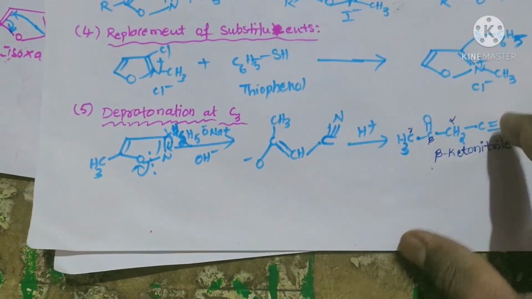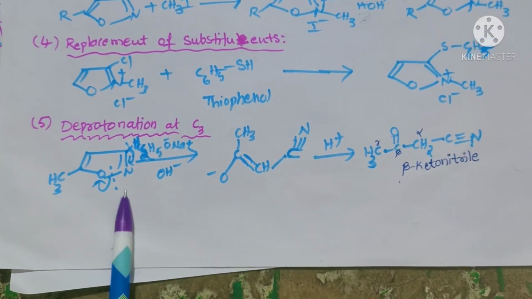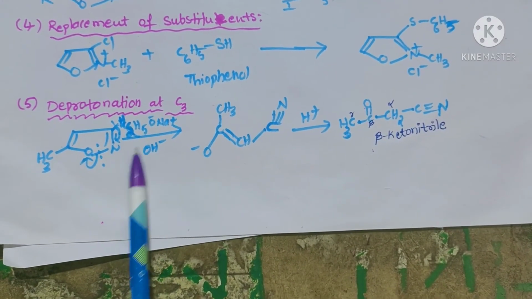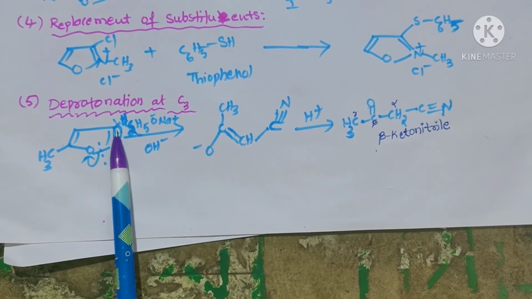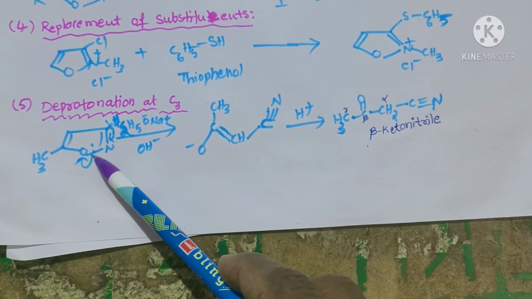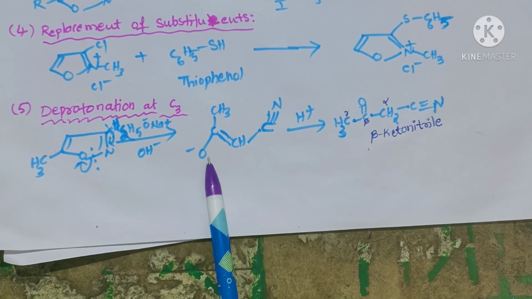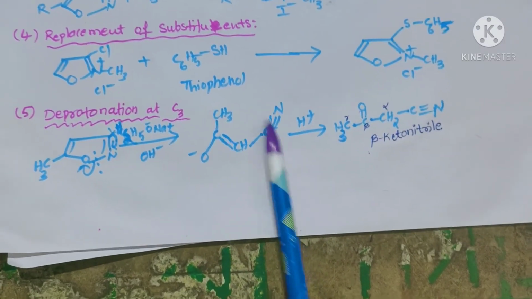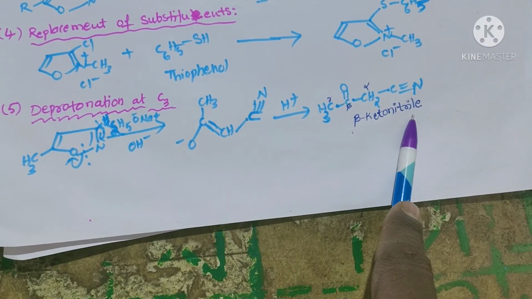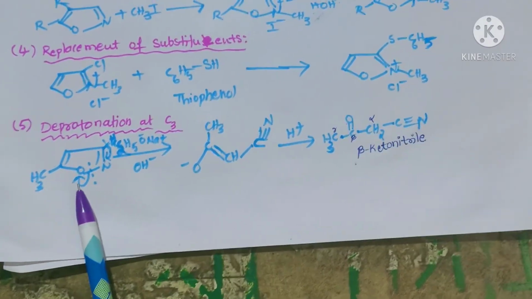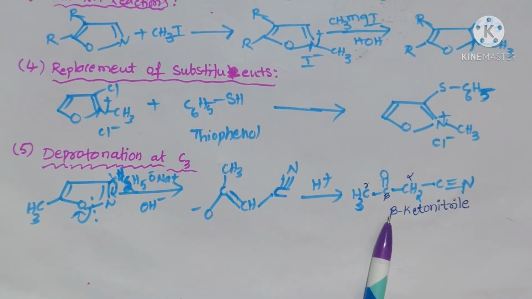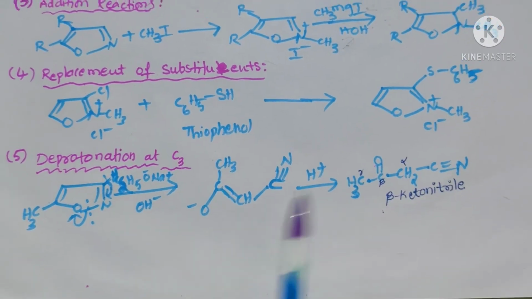Next, when the isoxazole is treated with a base, here a strong base we are using, sodium ethoxide. In the presence of sodium ethoxide, deprotonation occurs, the proton at the third carbon will be removed. As a result, this bond breaks and this electron pair comes here, and this bond breaks here, and oxygen gets the negative charge. So look here, this is an enolate ion. Now the nitrile group is also there, so this C double bond N converts into the nitrile group. On treatment with acid, we get the beta-keto nitrile. So when isoxazole is treated with strong bases like sodium ethoxide, we get the beta-keto nitrile, and it is a ring cleavage reaction.